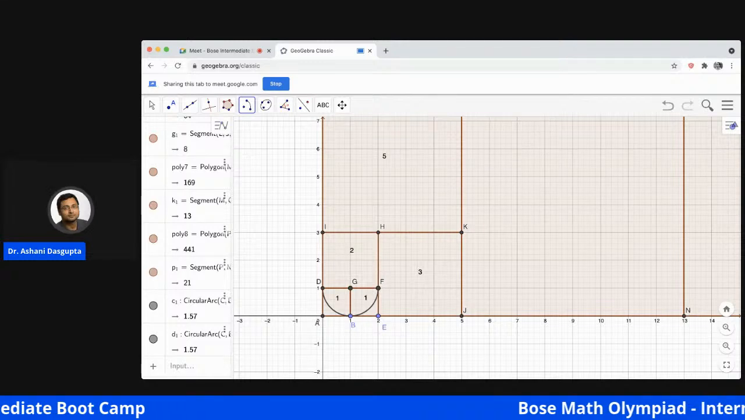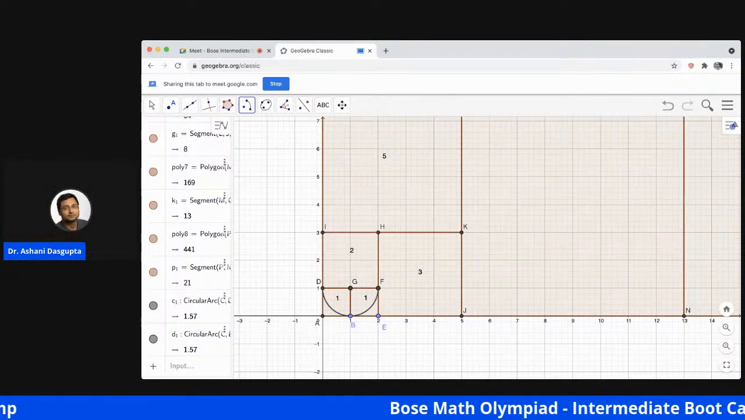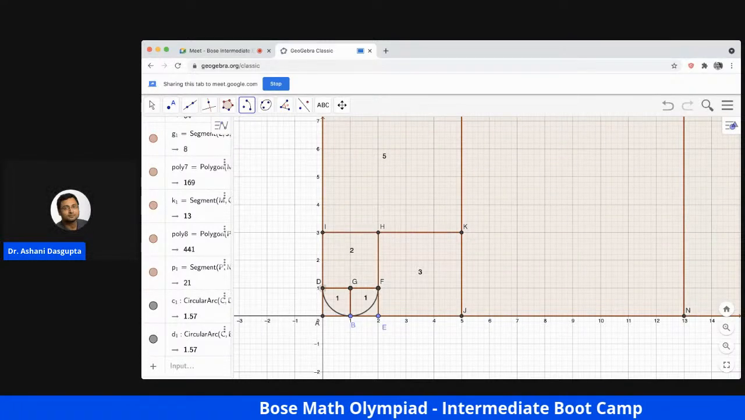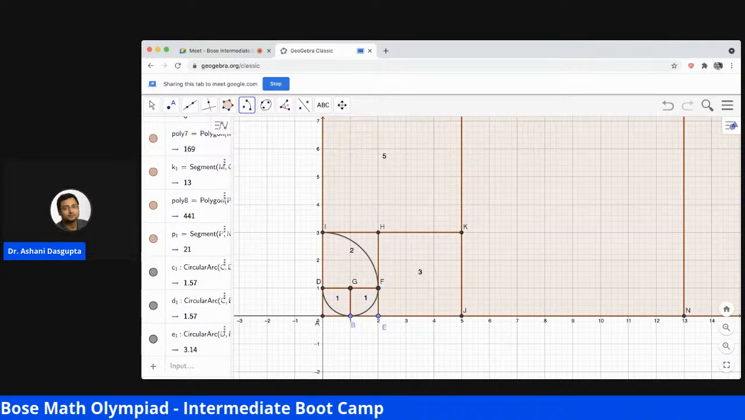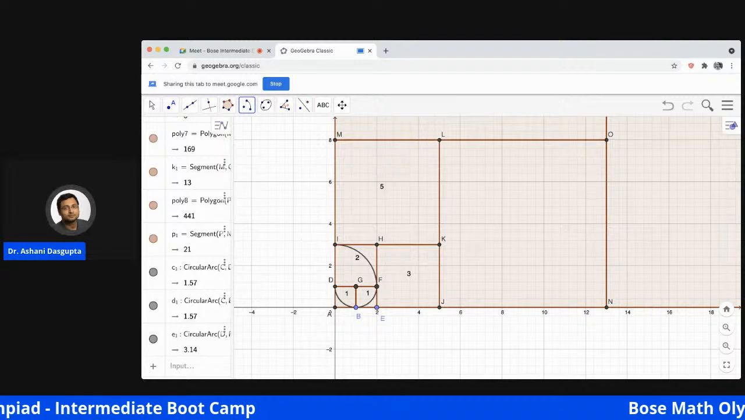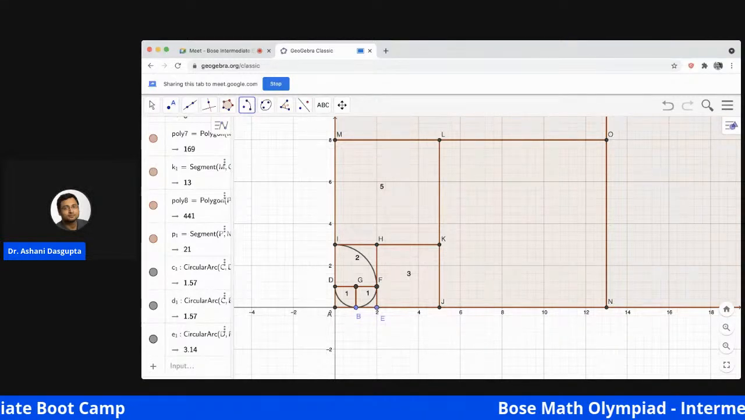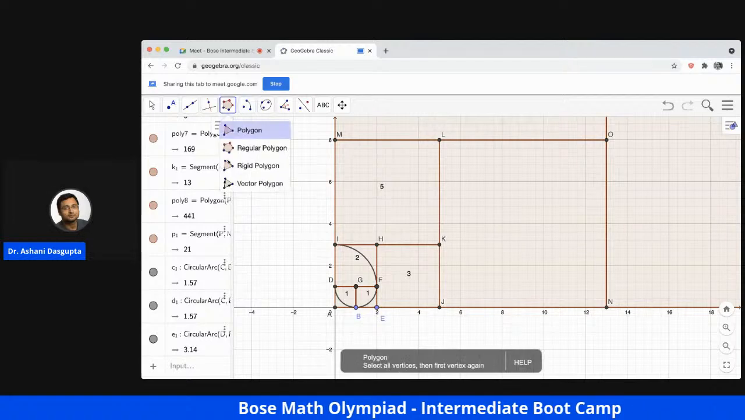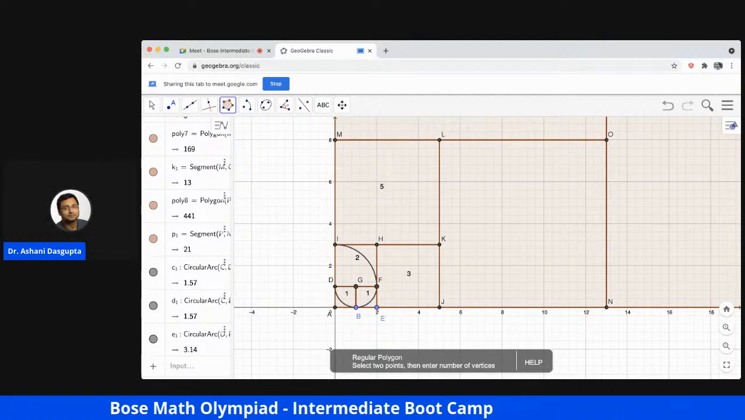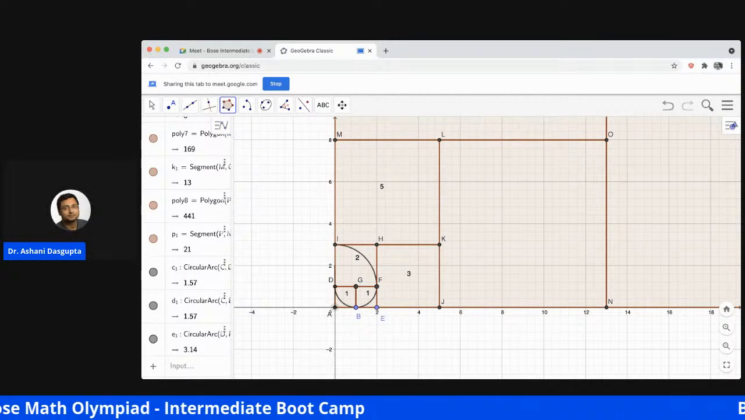So the center D and F to I. Center D, F to I. Okay. So if this is the order that we are doing things, in that case, I would have to take the regular polygon in this direction.